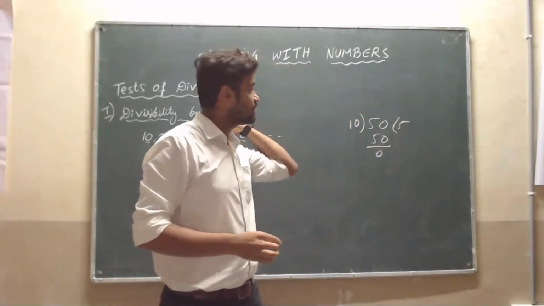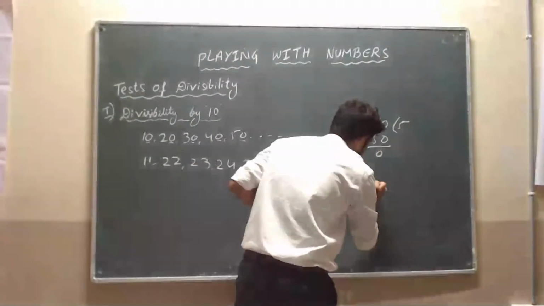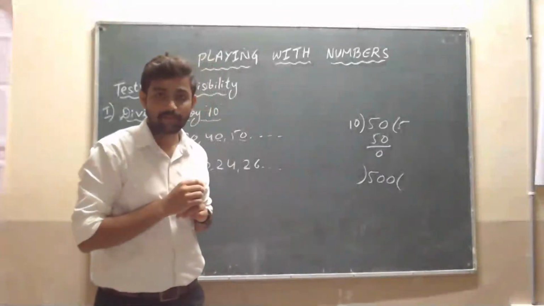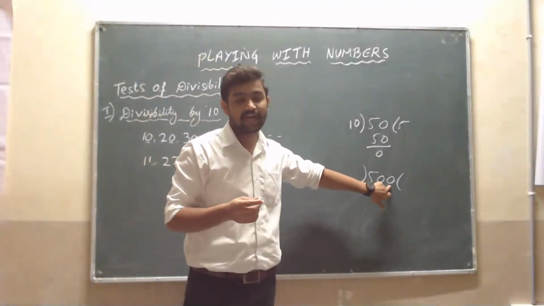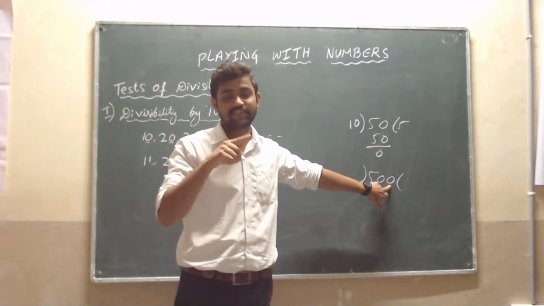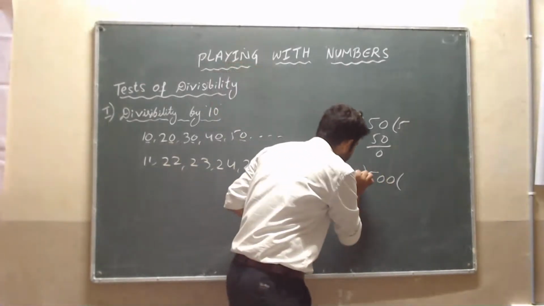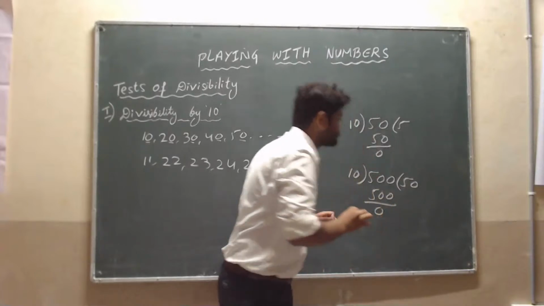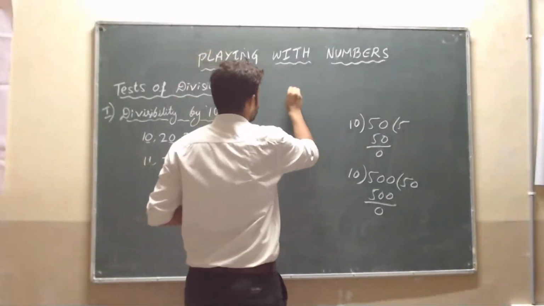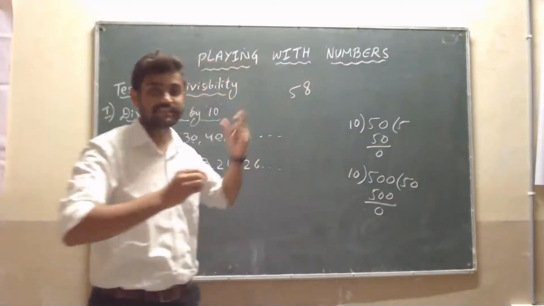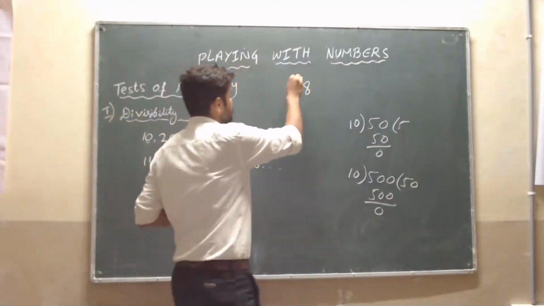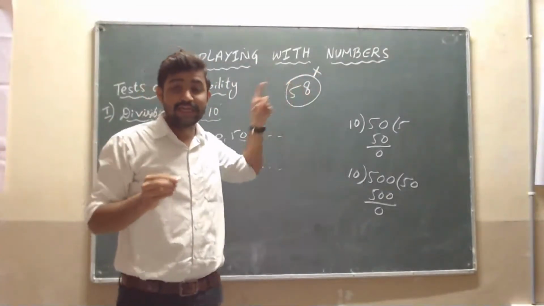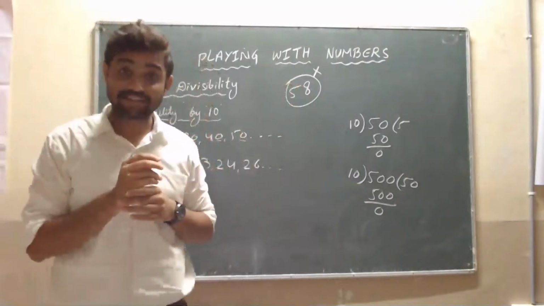Then let's take 500. Whether 500 is divisible by 10? It ends with 0, its ones place is 0. That's why it is easily divisible by 10. Suppose 58. Whether 58 is divisible by 10? No, sir, because at the ones place there is no 0. All these you have studied in 7th standard.